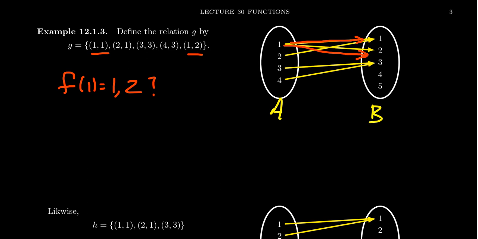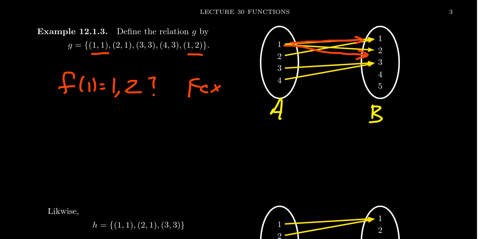At least to be a function, it has to be a specific evaluation. So this would then tell us that we don't have a function, because the number 1 in the domain shows up more than once as an ordered pair. And so this is not a function relation, because 1 shows up twice. There's two arrows coming out of it.